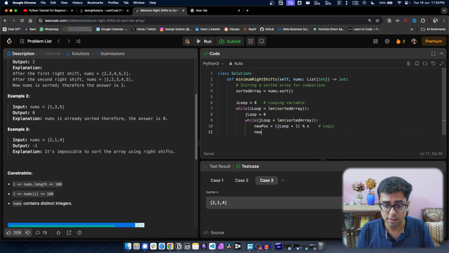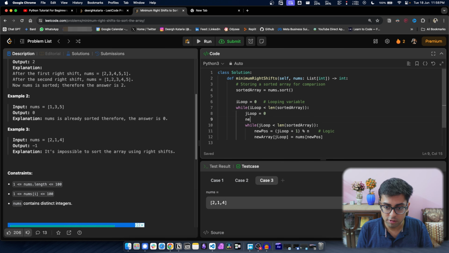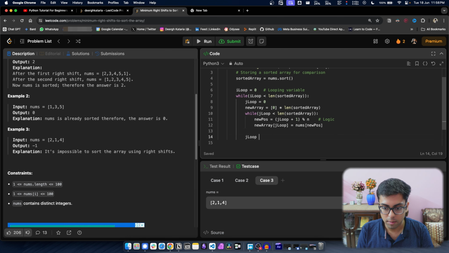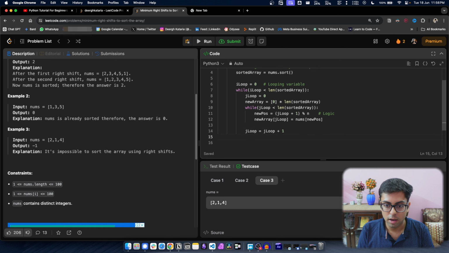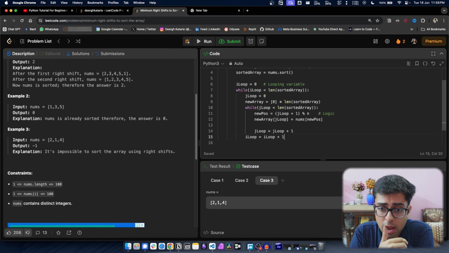What I'm going to do is, new array's jth location is going to be the old array's nums new position. Before doing that, I'm going to set new array as 0 for all of them, and I'm going to multiply this with length of sorted array. So all the elements are set to 0. After that, once that's done, I'll increase j loop by 1, and it should be done inside. And also over here, I'll increase i loop by 1, which is the looping variable, so the loop goes further and we're not running into an infinite loop.